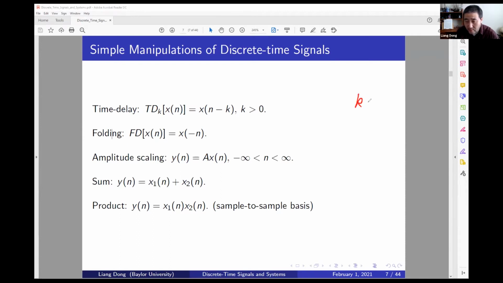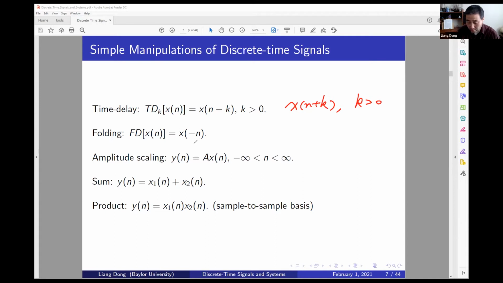If k is a positive number and I have n plus k, that is also a valid manipulation that we call a time advance. Instead of delaying the signal, we look into the future of this input. Theoretically, we don't have that yet, right? It's the future input to my system. I don't have it yet. It's called time advance. The second one is called time folding, or time reversal.